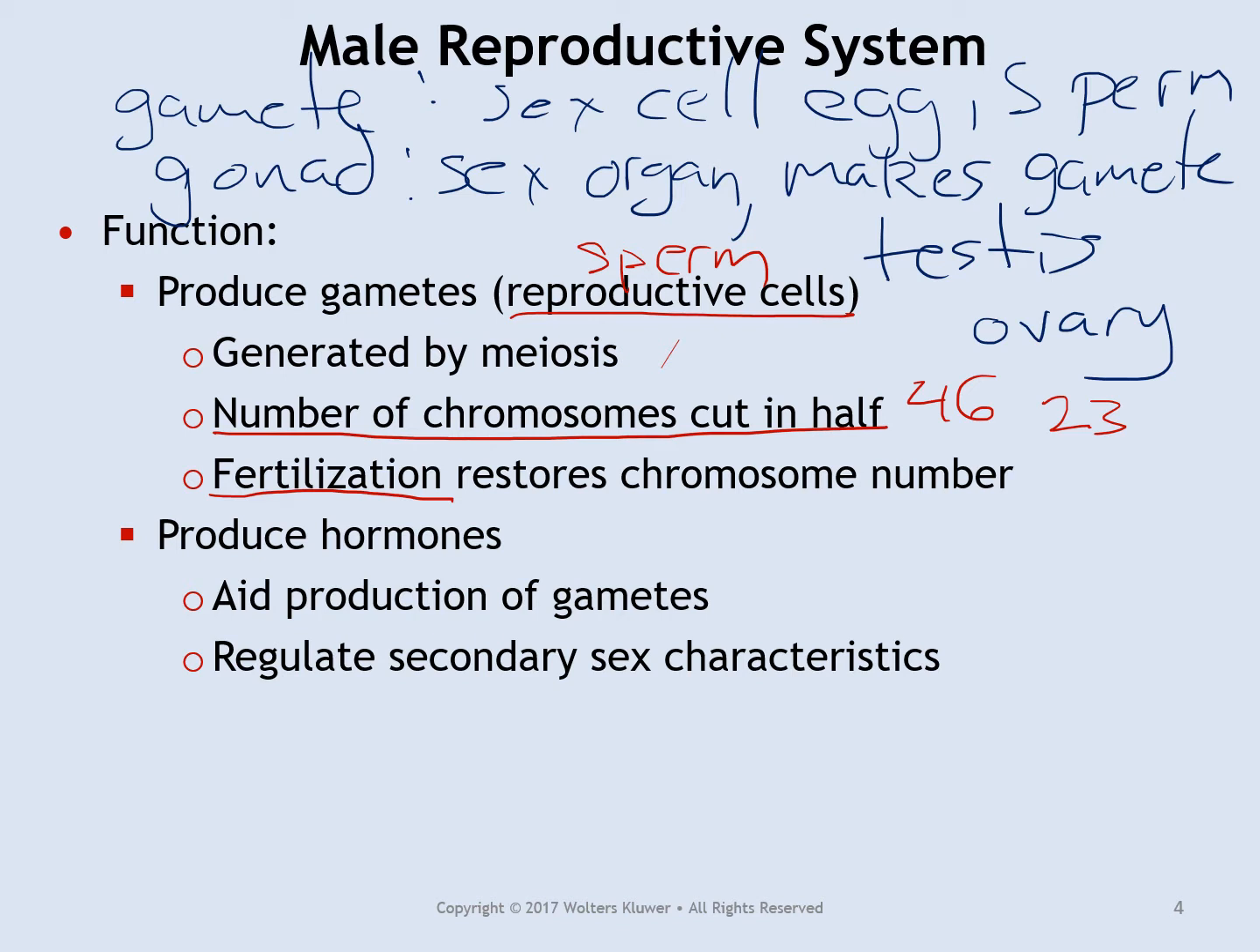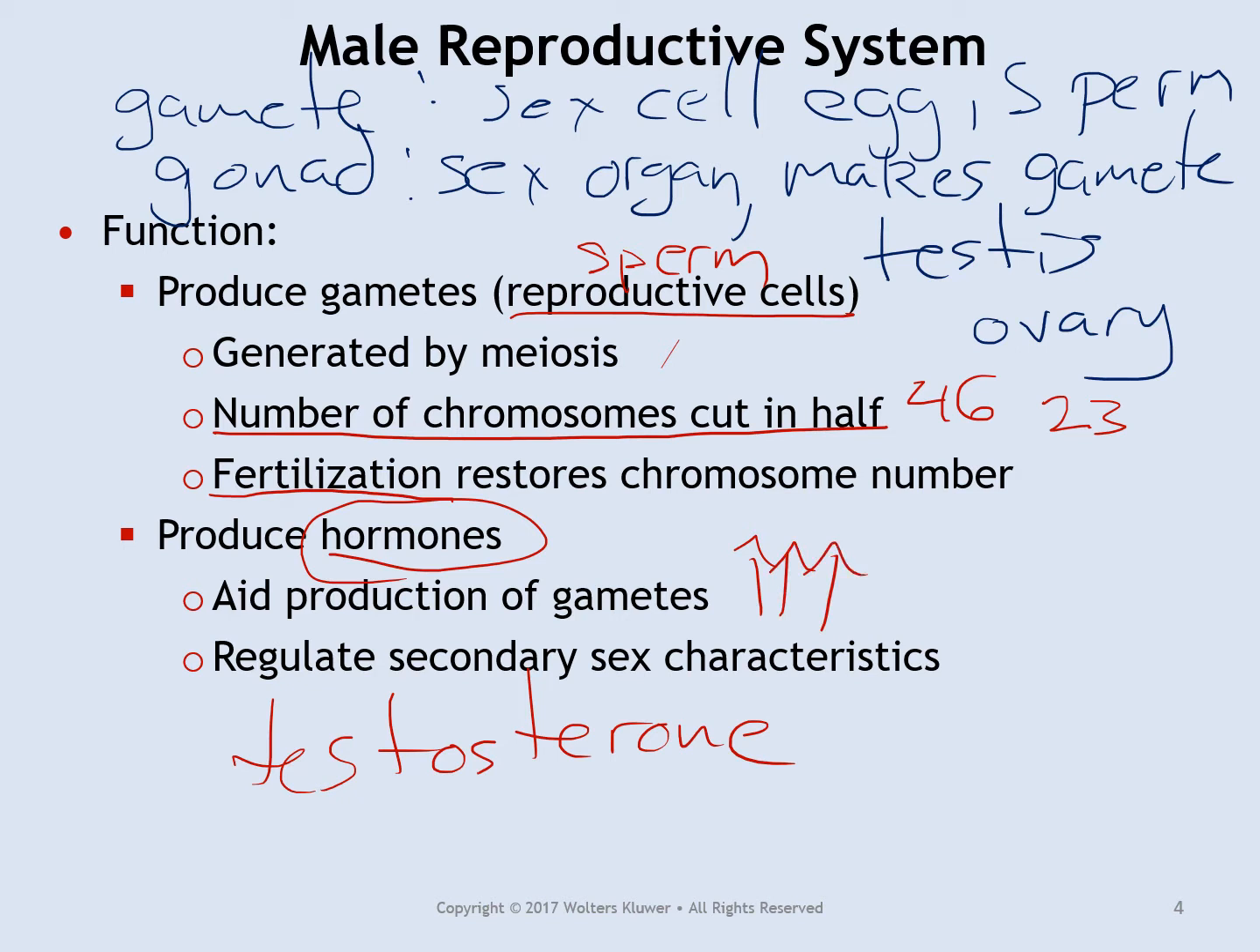The other function of a gonad, any gonad, is to make hormones. In the male reproductive system, we're talking about testosterone. Testosterone is really important for gamete production. You need really, really high levels of testosterone to make sperm cells. If you don't have high levels of testosterone, your patient won't be making a lot of sperm cells, or they'll be abnormal. And then hormones just in general, testosterone in this case, regulate secondary sex characteristics.